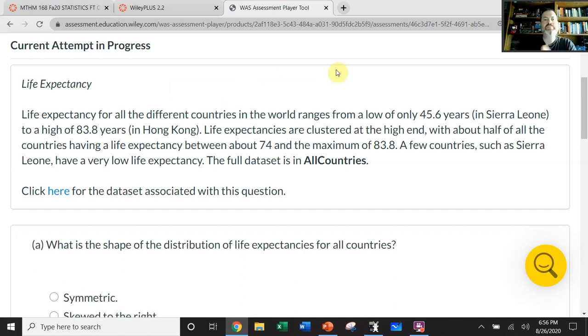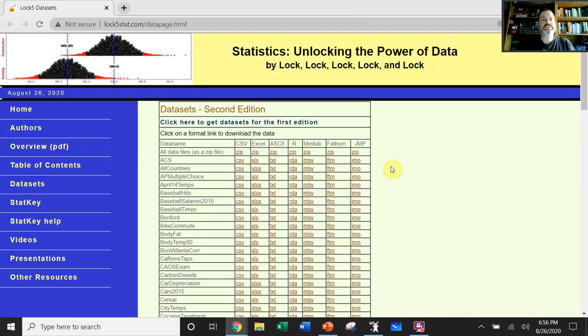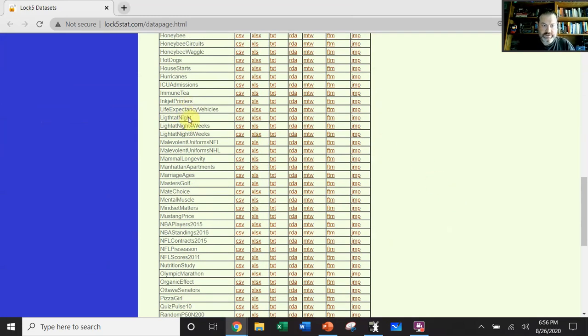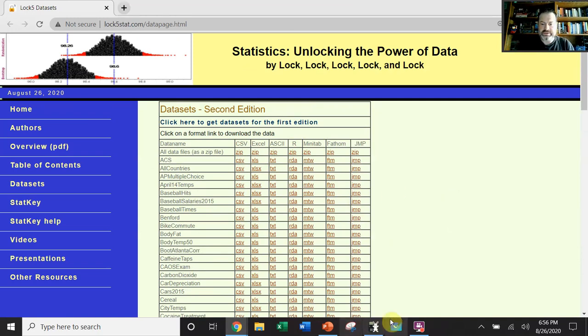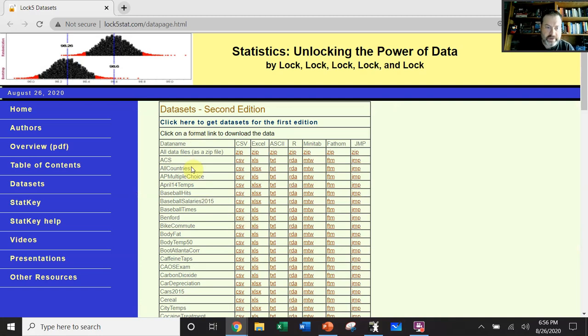So, let me just point out a couple of things that you've got to remember. Number 1, it says click here for the data set associated with this question. If you follow this link, let me show you what happens. It takes you to this page that has all kinds of stuff, and it's called life expectancies, so you can scroll down and look at it. Oh, it's called all countries, right here.